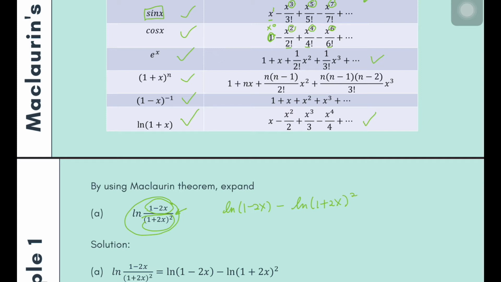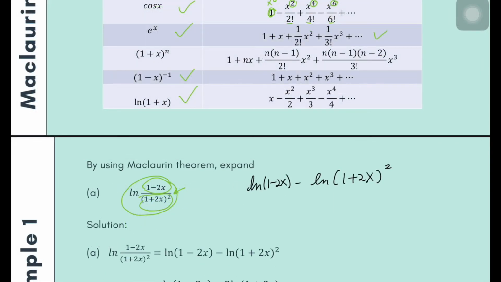And if you can remember, if we have plus, for example, ln(1 minus 2x) plus ln((1 plus 2x) squared), what will happen is the function will be multiplied, (1 minus 2x) multiplied with (1 plus 2x) squared. Because we now have the operation division, therefore it will be minus. So what we will have is ln(1 minus 2x) minus ln((1 plus 2x) to the power of 2). So now if you can remember, when we have ln and the power behind here, we can bring this power to the front.